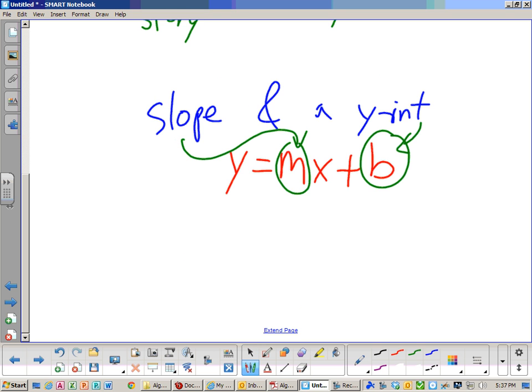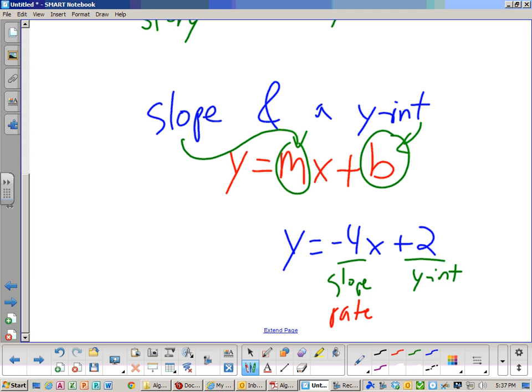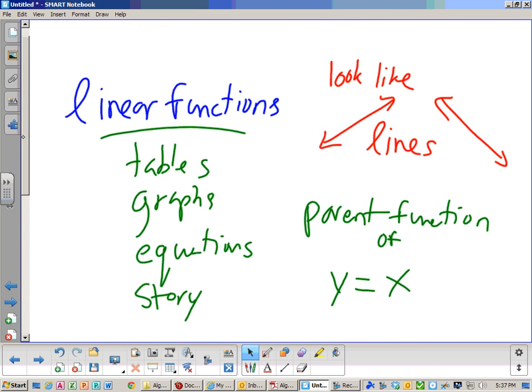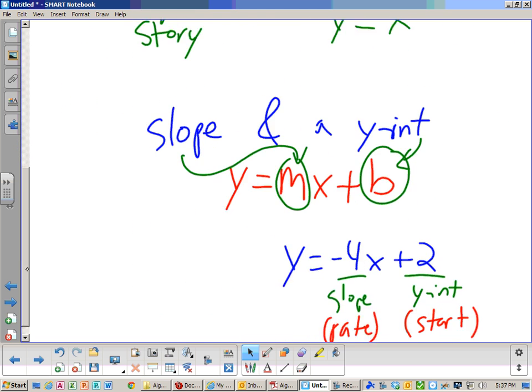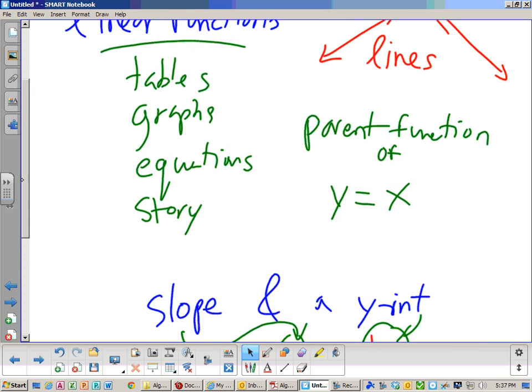So for example, if I write the equation y equals negative 4x plus 2, the slope is negative 4, and the y-intercept is 2, where slope stands for your rate and y-intercept basically represents your start. Okay, that's a lot to cover, but basically it's a general summary of what we've done this year so far.